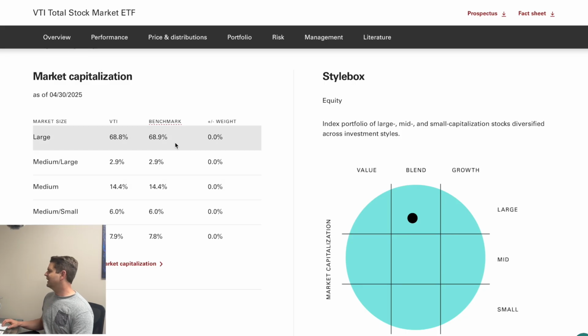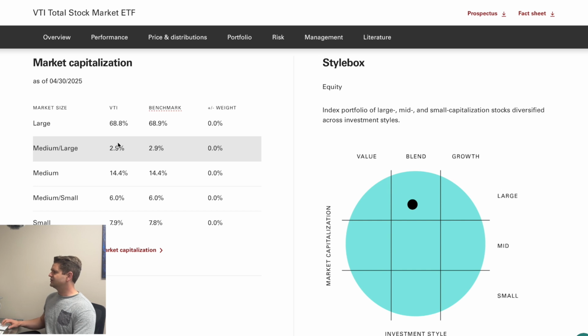medium, and small. So with this 88%, if we go over to VTI, we can see the style box is showing us that it basically has everything in here. We have growth, we have value, we have large, mid, small. This is telling us the types of companies it's holding. When it comes to large, we've got about 68.8%. We can see small, 7.9%, mid-small, 6%.